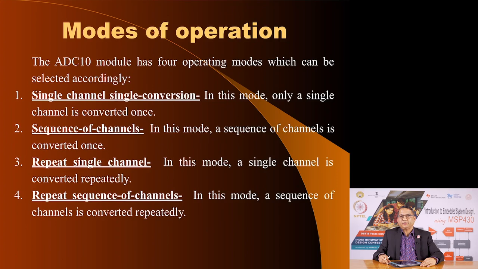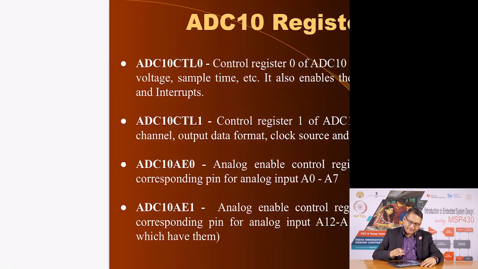The ADC on MSP430 offers multiple ways of conversion. One of them is that you can do a single channel conversion, or you can do a sequence of channels, meaning you can do channel 1, 2, 3, 1, 2, 3 like that. You could repeat a single selected channel with continuous conversion, or you can repeat conversions on a sequence of channels.